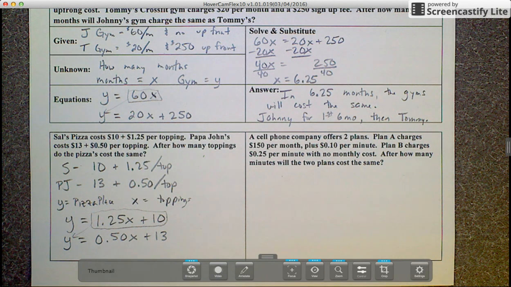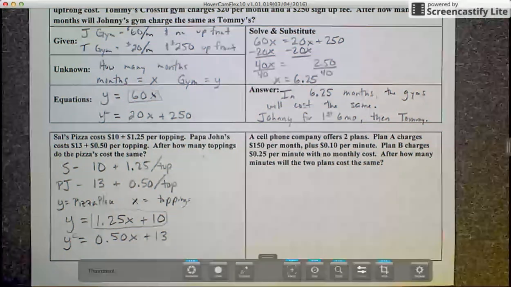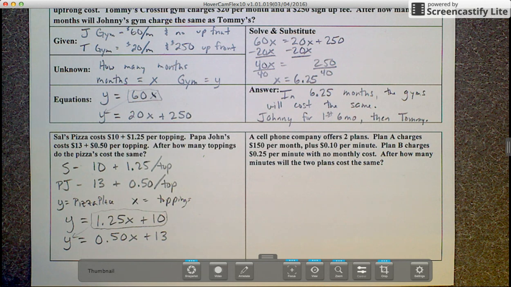Okay? This ends the lesson. Bring these two problems in to check tomorrow. If you have any questions, go back and watch the video again. Have a great day.